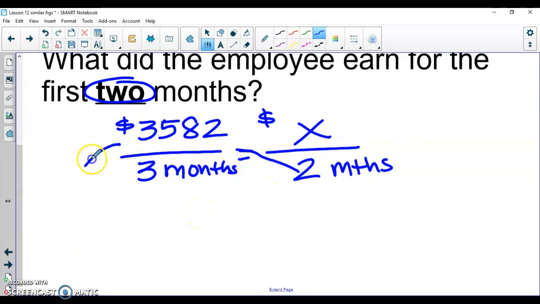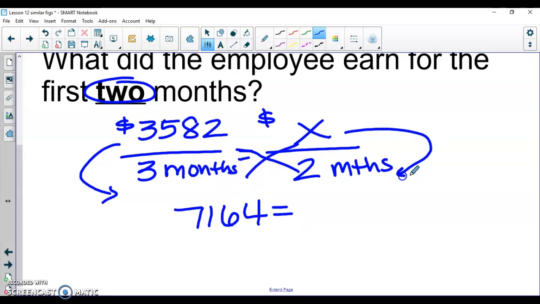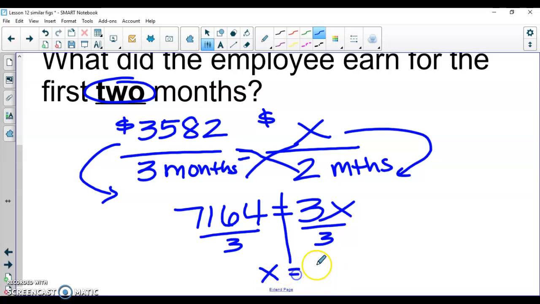From here, we're going to cross multiply. So we have 3,582, and we're going to multiply that by 2 because that's multiplying across, and we get 7,164. And on the other side, 3 times x. Then to get x by itself, we're going to divide by 3 on both sides. And when I divide 7,164 divided by 3, I get x is $2,388, because my label for X was money up here at the start. So they earned this in 2 months.